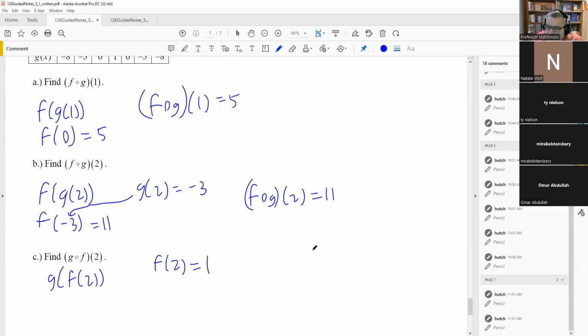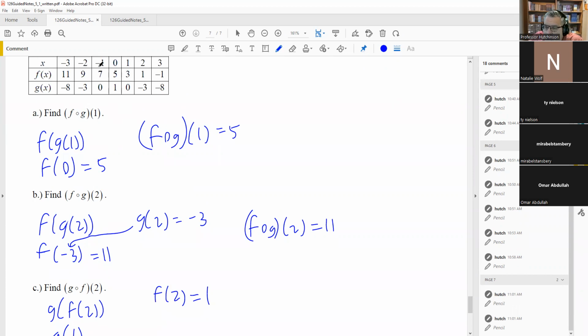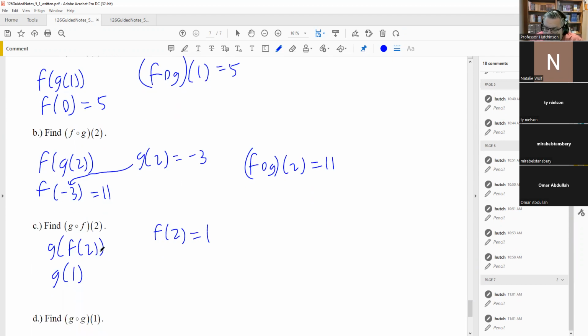Next, I need to find g of 1. So I go back up to the table. Here's the 1 column. g is, so I get a 0 right there. x is 1, g of 1 is 0. So g of 1 equals 0. That's the answer for the whole problem. g of f of 2 equals 0.